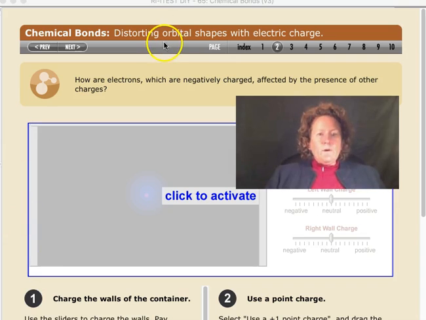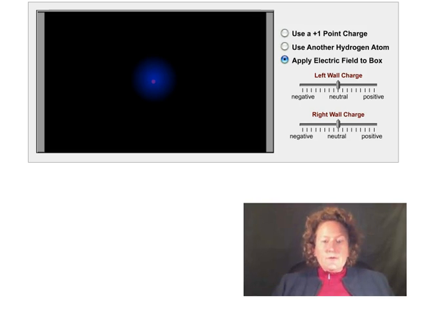Now we're going to talk about orbital shapes, or distorting those orbital shapes with an electric charge. We're asking the big question, how are electrons, which are negatively charged, affected by the presence of other charges? Let's find out. I'll click to activate this and I'll show you. So we can use this simulation to answer question 2, 3, and 4 on your lab sheet.